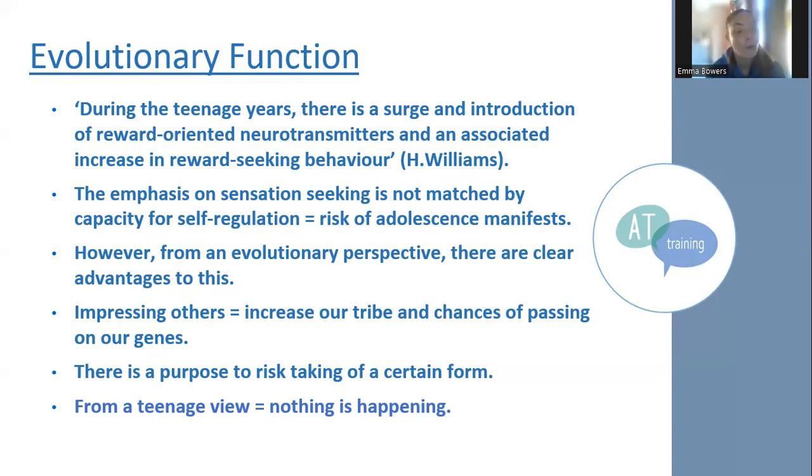It may not be what we want for our clients or our children, but we need to bear it in mind. And what's also important to bear in mind is that from a teenager's perspective, whilst all of this is going on in the brain and in their life, absolutely nothing is happening. They have no awareness of this, and they just feel as though we as the adults are being mean or ruining their lives, as some of them may say. But to them, nothing is happening.